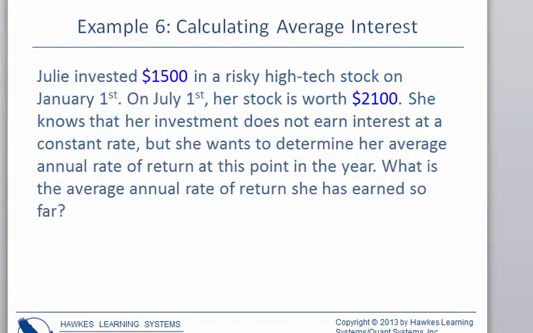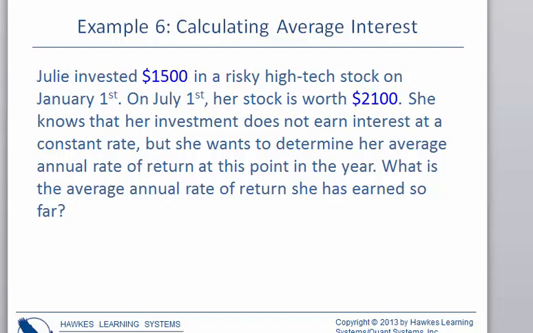All right, and let's try one more problem. Julie invested $1,500 in a risky high-tech stock on January 1st. On July 1st, her stock is worth $2,100. She knows that her investment did not earn interest at a constant rate, but she wants to determine her average rate of return at this point in the year. So what is the average annual rate of return that she has earned so far?